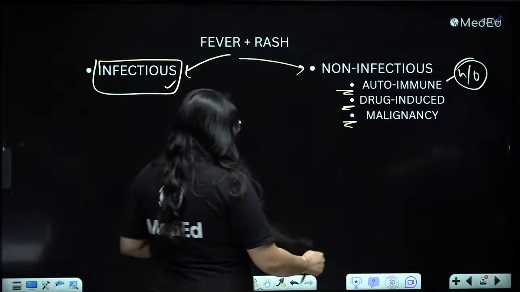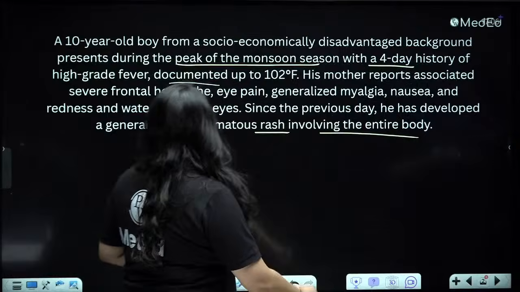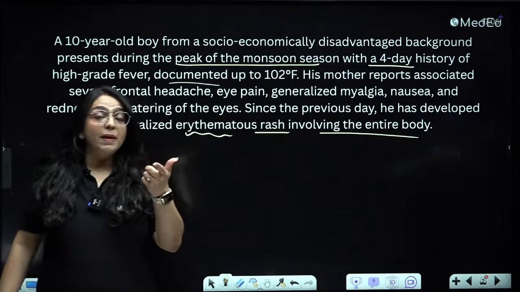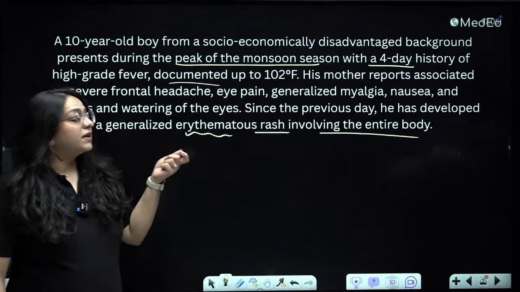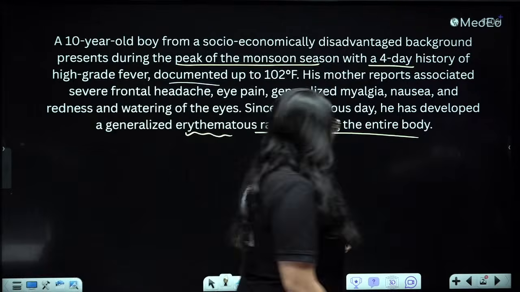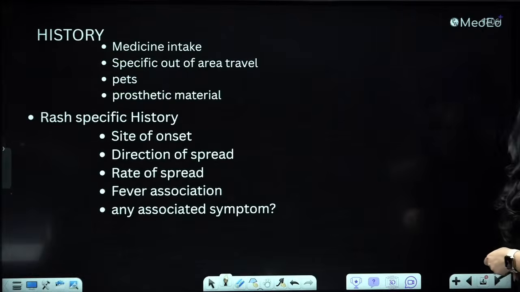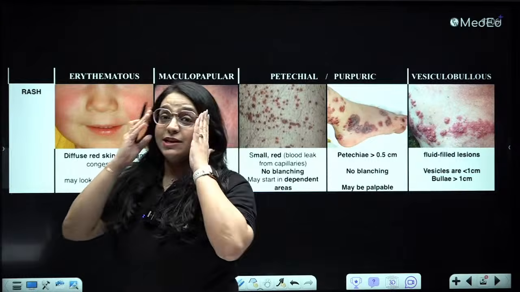What else do I want to notice? So I have said that this is an erythematous rash. So probably it is a maculopapular kind of rash. Probably, because otherwise they would have written a blister, a fluid filled pus. So every time you come across a rash, you need to first find out what kind of rash it is.